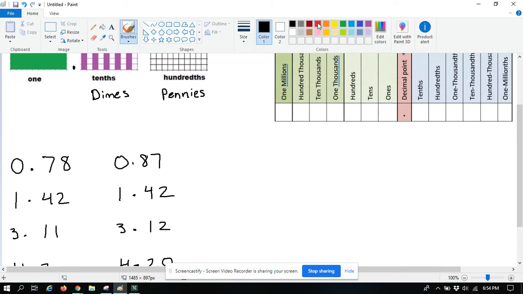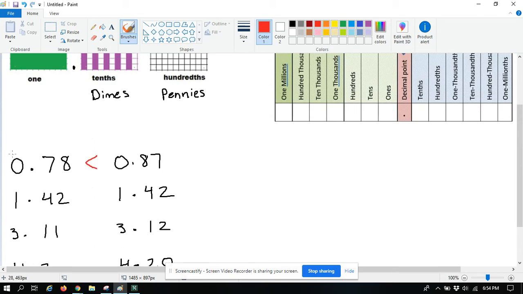Okay, so let's compare. Let's start with the first one. I have 0 ones and 78 hundredths, and then I have 0 ones and 87 hundredths. You start with your place values. In the ones column, they're both the same. Move over to the tenths, and you notice that the 8 is larger than the 7. So we would say that 87 hundredths is larger than 78 hundredths. This one is greater.